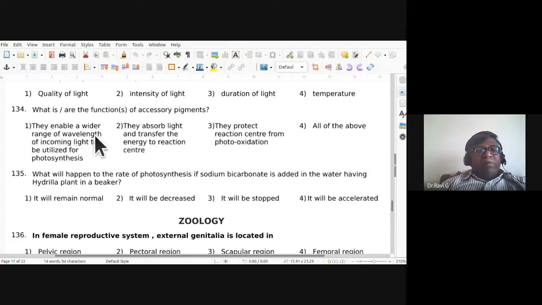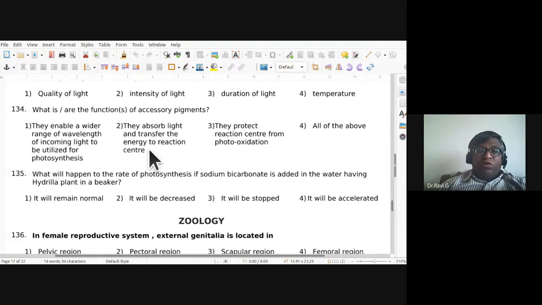They enable a wider range of wavelength of incoming light to be utilized for photosynthesis. Very true. They absorb light and transfer the energy to the reaction center, that is chlorophyll A. Very true. So both the statements are correct. They protect the reaction center from photooxidation. All these three are correct.